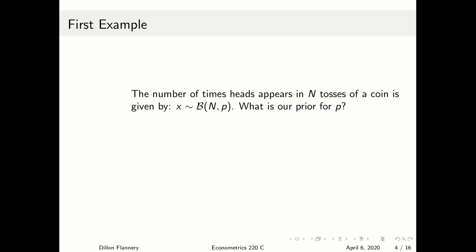So here's an example. This is a pretty simple example. Consider the number of times heads appears in n tosses of a coin. That's distributed as a binomial distribution. You're going to do n tosses with a probability of p. What is a good prior for p? Think about what values p could take, and that would help you specify your prior.